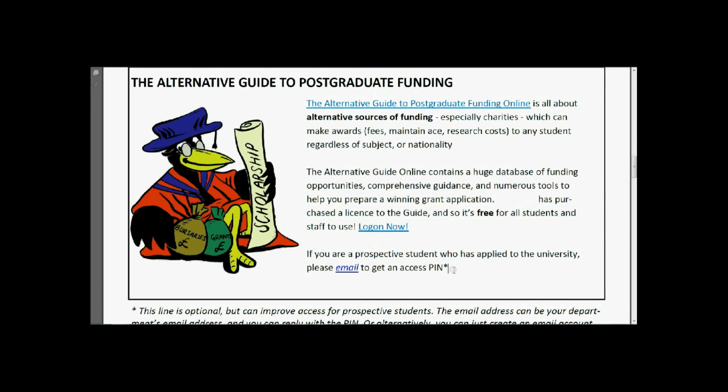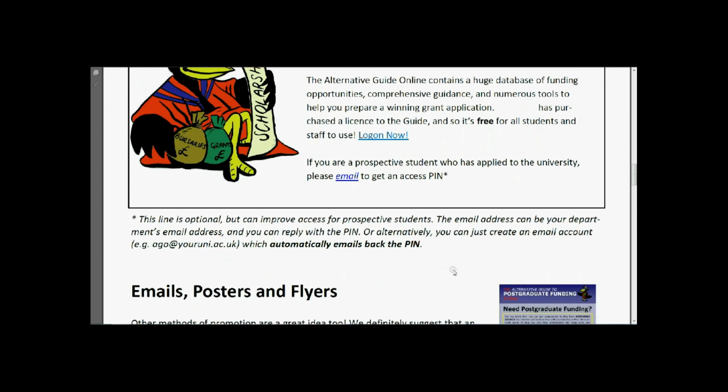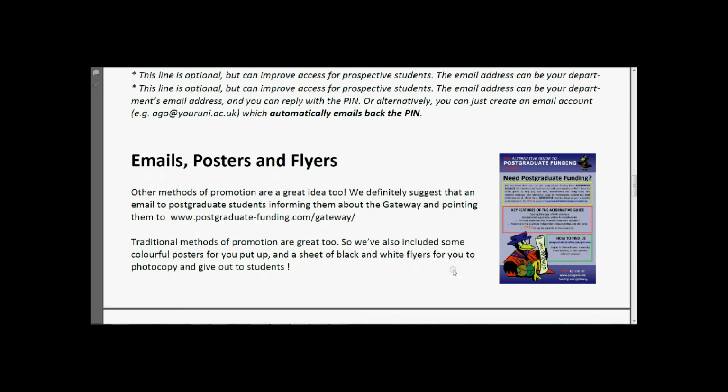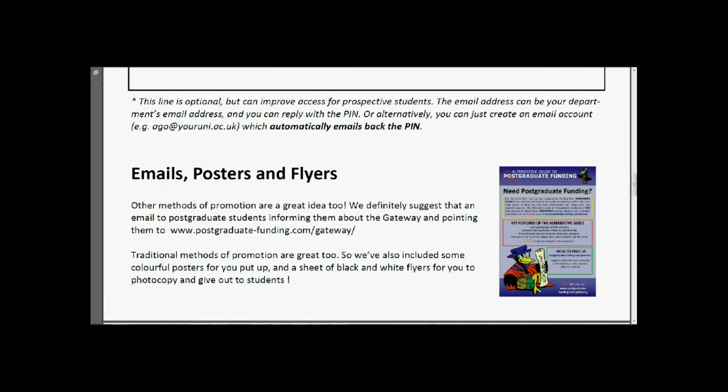Other methods of promoting the Alternative Guide to Postgraduate Funding are, I guess, very simple. A mail shoot to all your postgraduate students is always very effective. And also, perhaps don't overlook some of the more old-fashioned strategies as well. We've included in your welcome pack some A3 posters, which obviously can be very effective when they're placed in prominent places, and also some flyers as well, which you are at liberty to photocopy and distribute to as many students as you'd like.